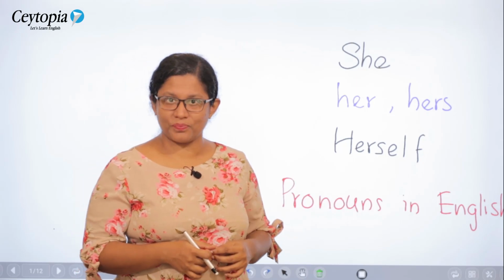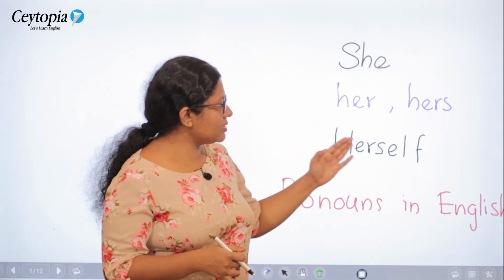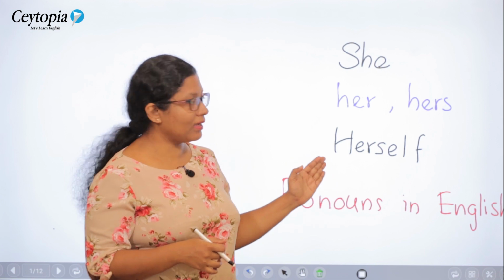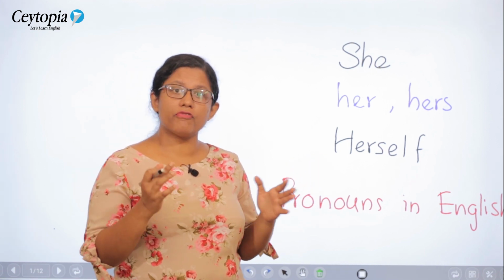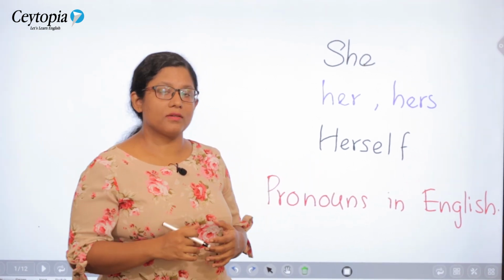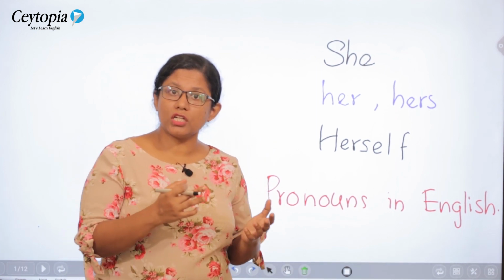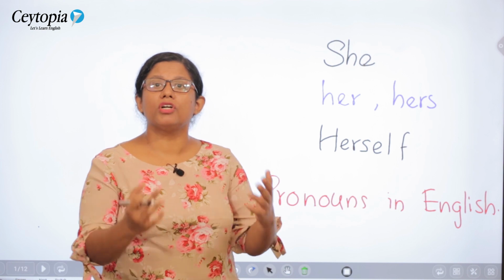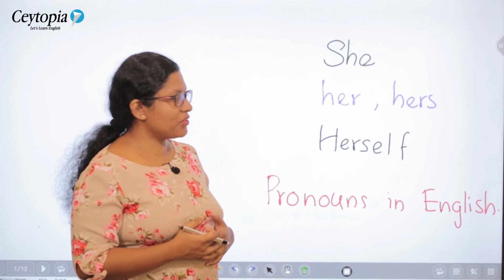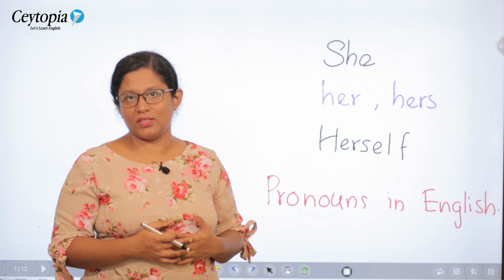Pronouns in English: she, her, hers and herself. As you can see, they are different forms of one word. They are used in sentences according to the things they refer to. Let's take a look at a few examples and talk about this.